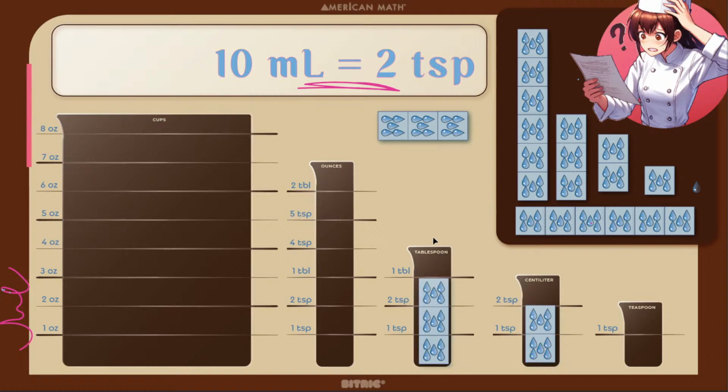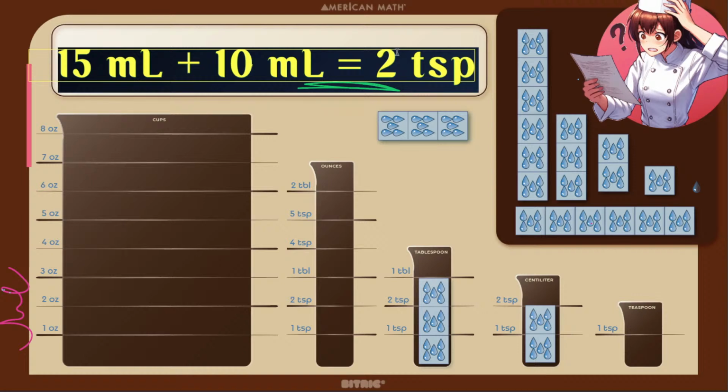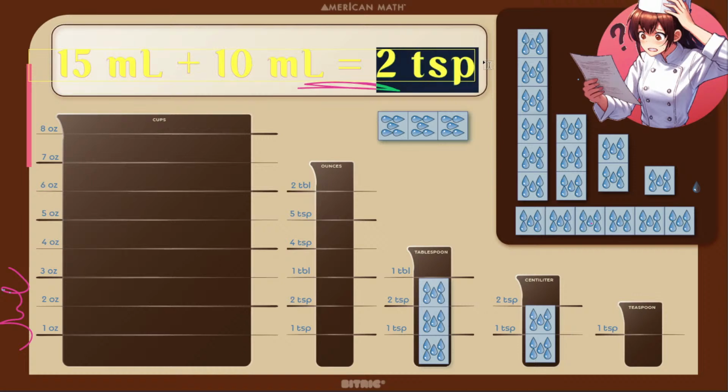The recipe said that we could use 2 teaspoons of Dutch or 10 milliliters of Dutch cocoa powder, but if we don't have that, we can replace it with just regular cocoa powder. So if that's the case, how much will we have in total? If we have 15 milliliters plus the 10 milliliters, what would that give us?